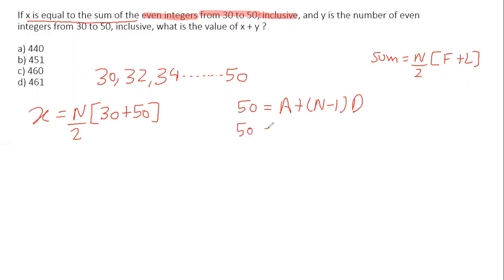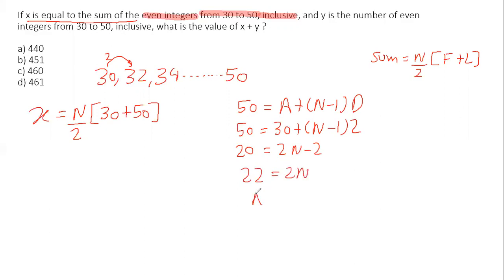So here 50, the value of a is the first term, that's 30, n I need to figure out, and the common difference as I can clearly see is 2 here. Common difference is 2, so I'll solve this. 20 is equal to 2n minus 2, 22 is equal to 2n, and n will come out to be 11. Now here I got the value of n.